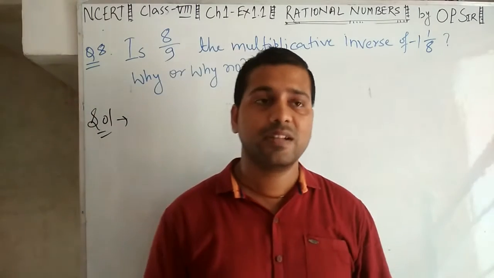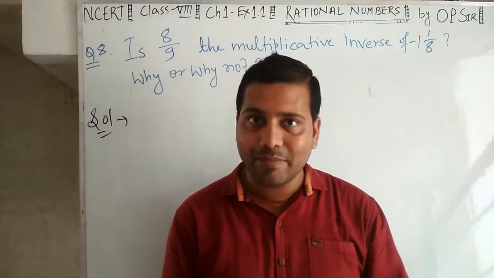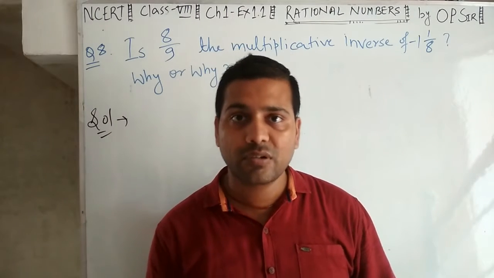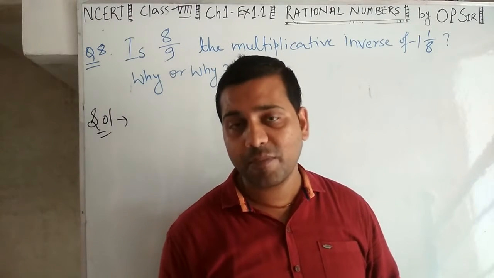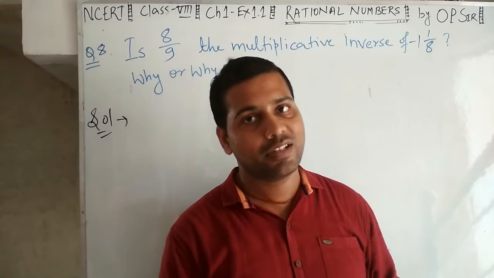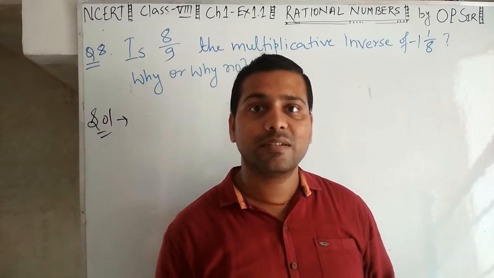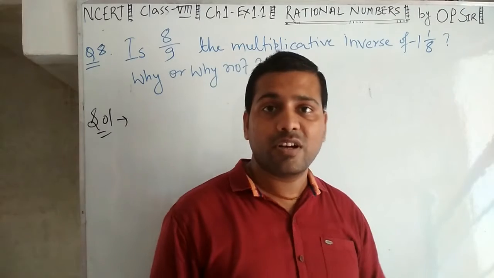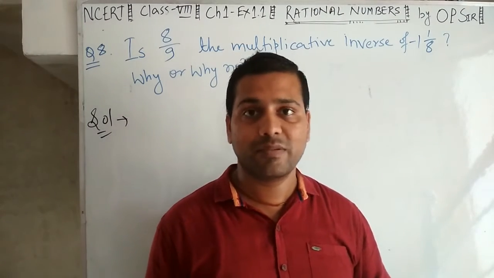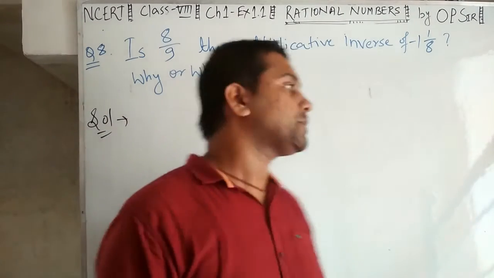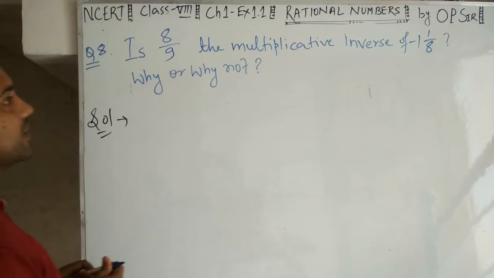So that also we will explain, because when we take the product of any number and its reciprocal, the result is 1. Then we can say that the number which we obtain is the multiplicative inverse of the original number. Okay, so we will see that.